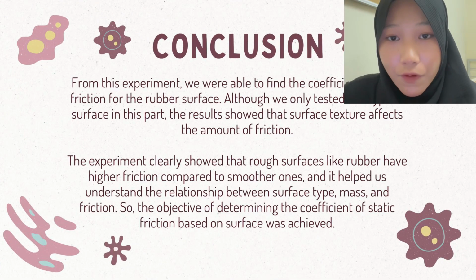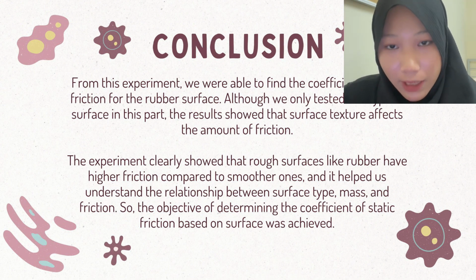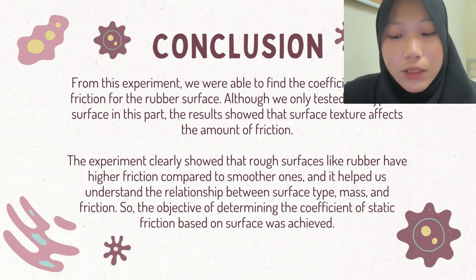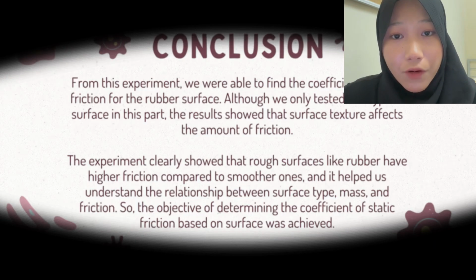So, the conclusion for the experiment on frictional force: from the experiment, we were able to find the coefficient of static friction of the rubber surface. Although we only tested one type of surface in this part, the results show that surface texture affects the amount of friction. The experiment clearly showed that raw surfaces like rubber have higher friction compared to smoother ones, and it helped us understand the relationship between surface type, mass and friction. So, the objective of determining the coefficient of static friction based on surface was achieved.